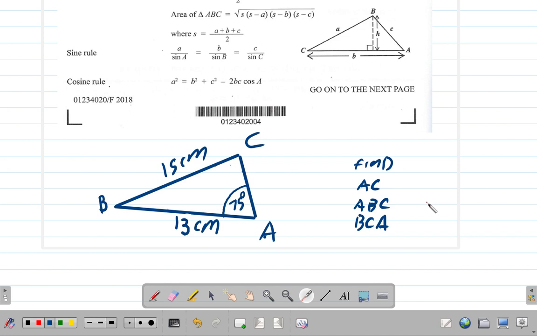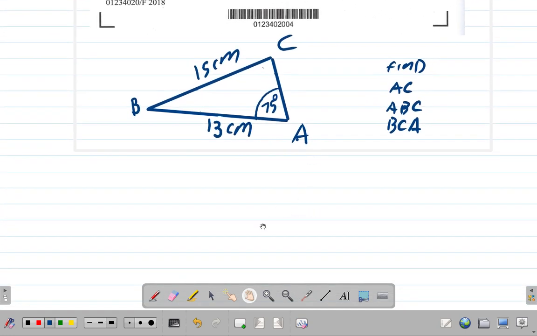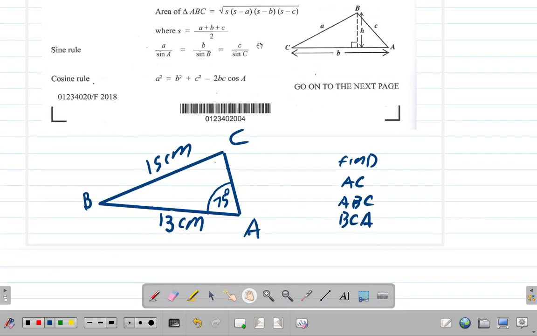So we can safely try those. Now, the sine rule is easier to deal with, so let's try it first before you try the cosine rule. Now remember, the sine rule says a side divided by the sine of the angle opposite to it equals another side divided by the sine of the angle opposite to it, equals another side divided by the sine of the angle opposite to it.